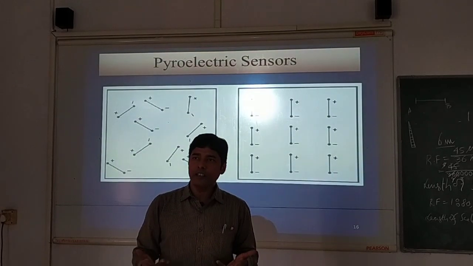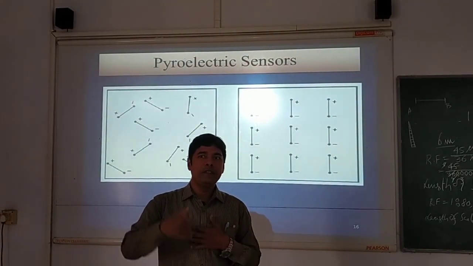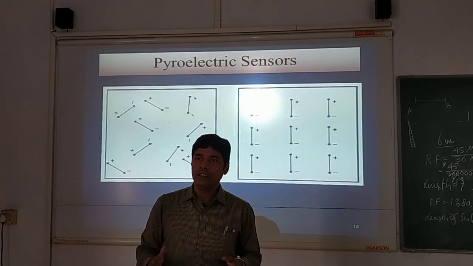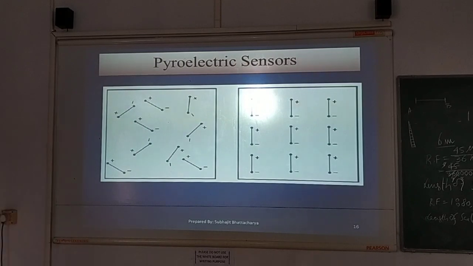In case of ferromagnetic materials also this happens. There will be a particular temperature after which, if the material is brought to that temperature, then magnetism will be lost. That is Curie temperature.